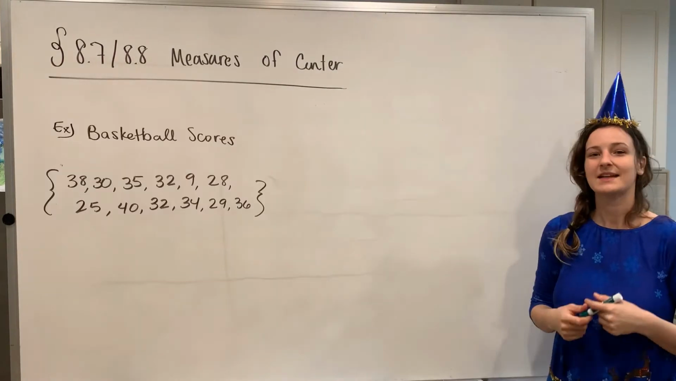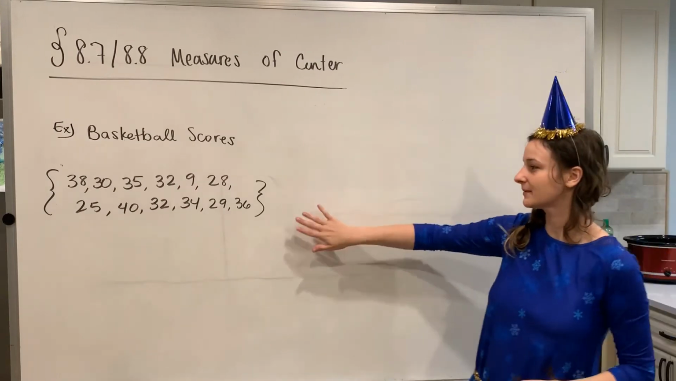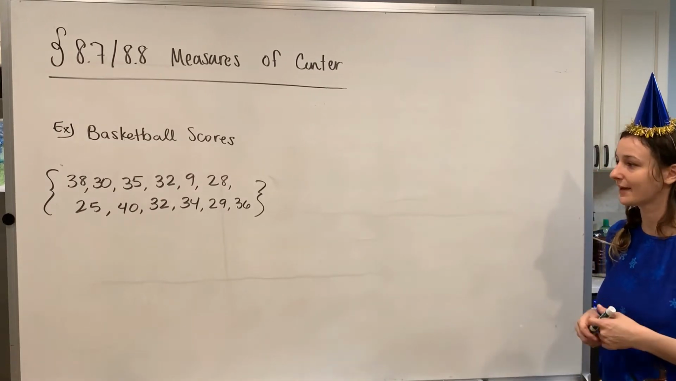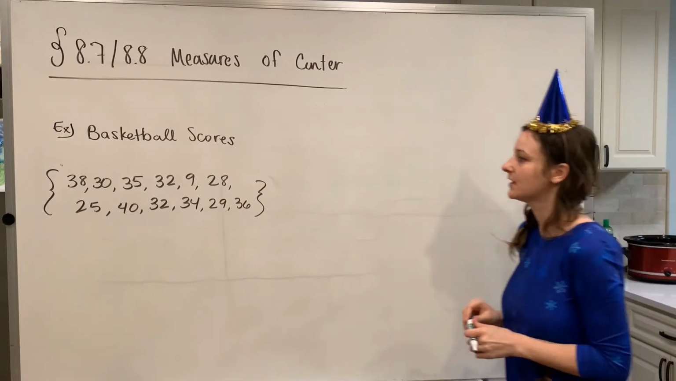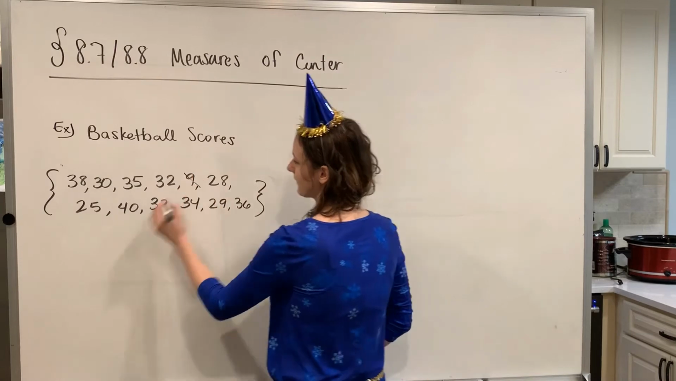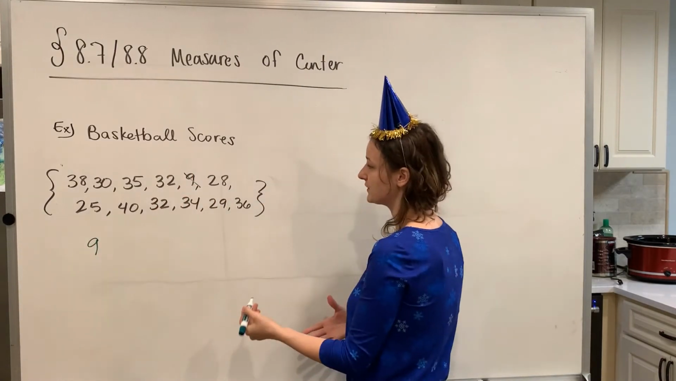Okay. Let's find the measures of center for these basketball scores for our favorite team. Okay. My hint to you is to always start by reordering the numbers from least to greatest. So our smallest number here would be a score of 9. Okay. You could check them off as you go.